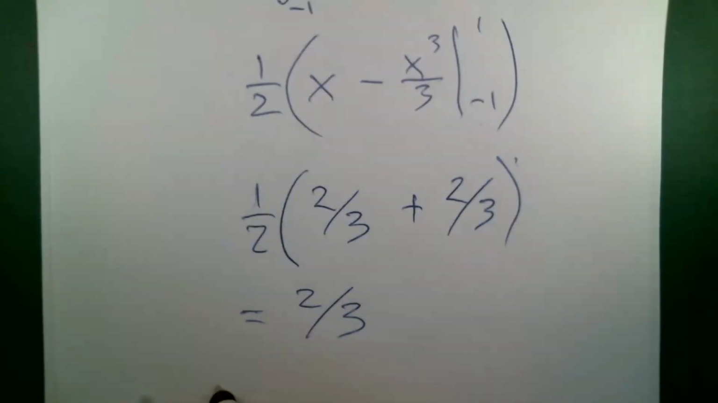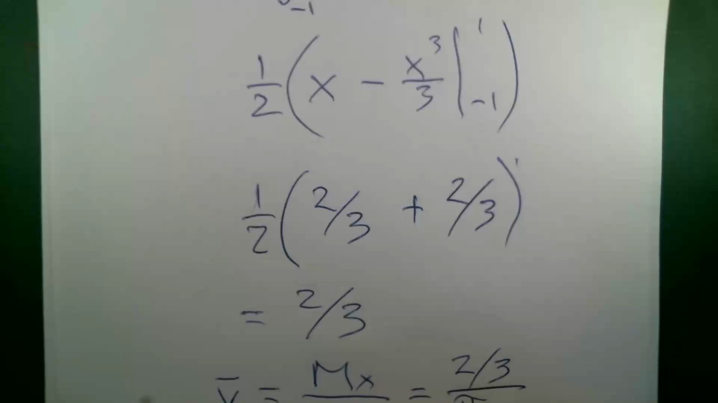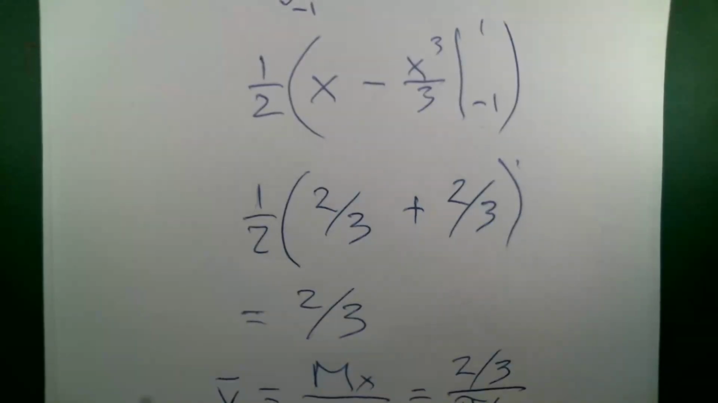So finally, our y bar is our moment about x divided by the total mass of the thing, which is, we just figured out, 2/3 divided by pi over 2. That's going to make it a little smaller, a little more reasonable.